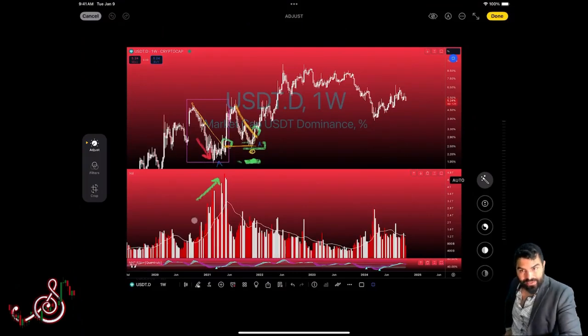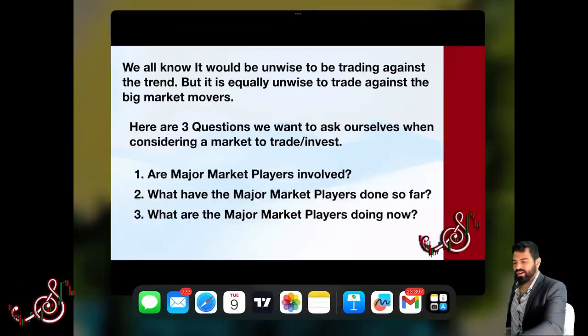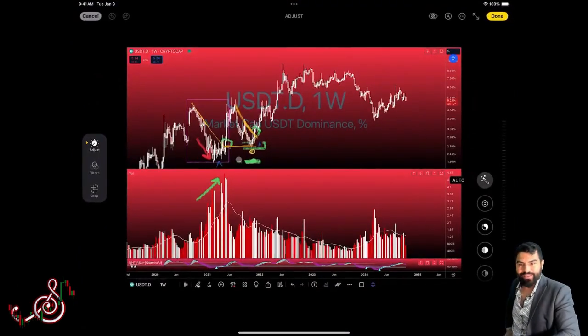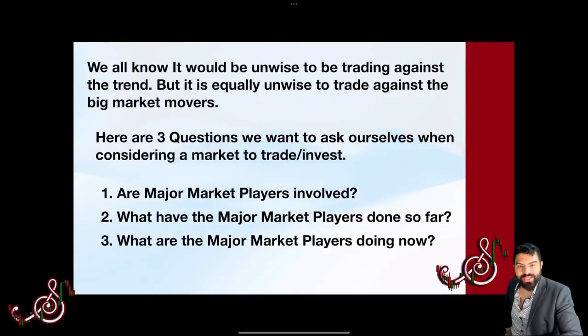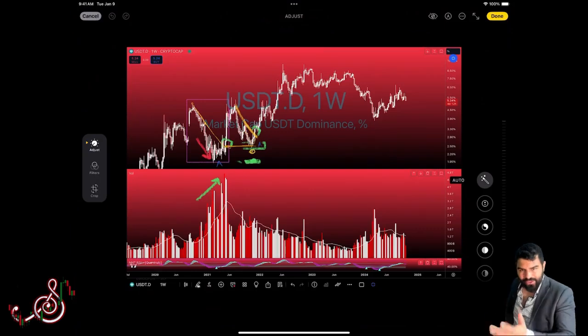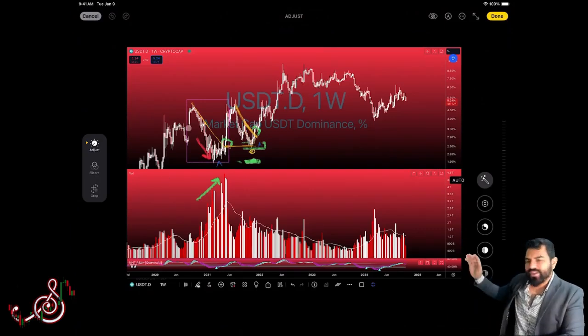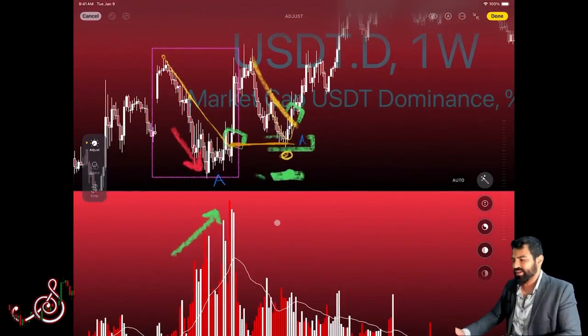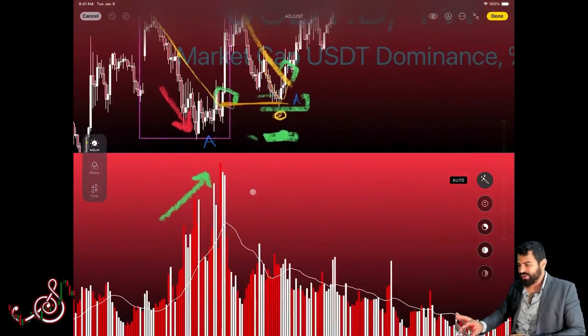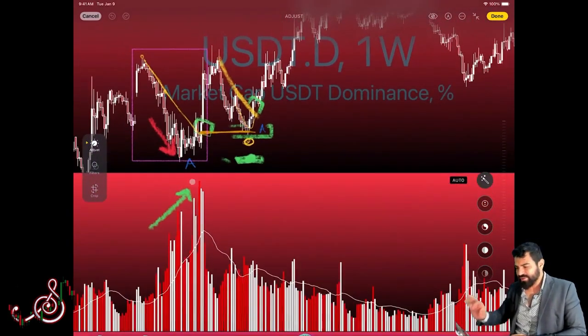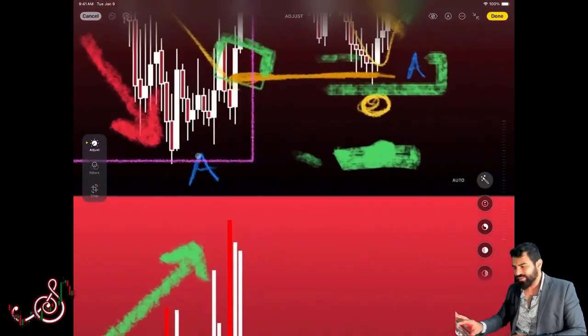So are they involved? We can see some type of campaign going on, so they are involved. What have they done so far? It looks like they were accumulating this USDT.D. And then what are the market players doing now? We have to answer that question. So this happened on an up move or a down move? It happened on a down move. Now we looked at the first move, price was falling, increase in the volume, followed by an up move. Partial evidence that price is being accumulated.